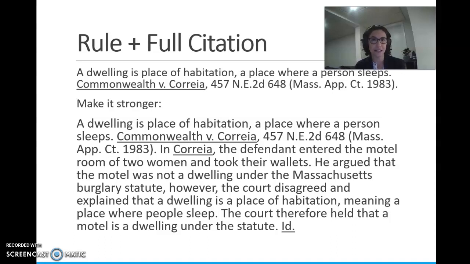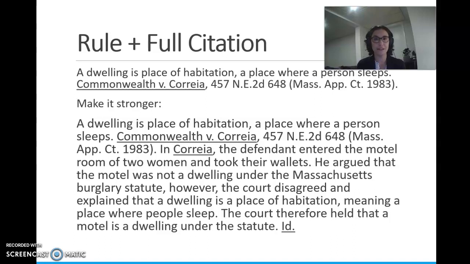And as we just finished discussing in PowerPoint number 2, the rule sentence should be the takeaway rule, which means that it should be that one piece of information that you've learned from your cited case that you can now apply to any number of scenarios. So here, as we just stated, the rule is a dwelling is a place of habitation, a place where a person sleeps, followed immediately by the full citation in proper citation format and a period after the citation. So this first part here, these two sentences, which is the rule and the citation, technically this satisfies what your rule is supposed to look like.